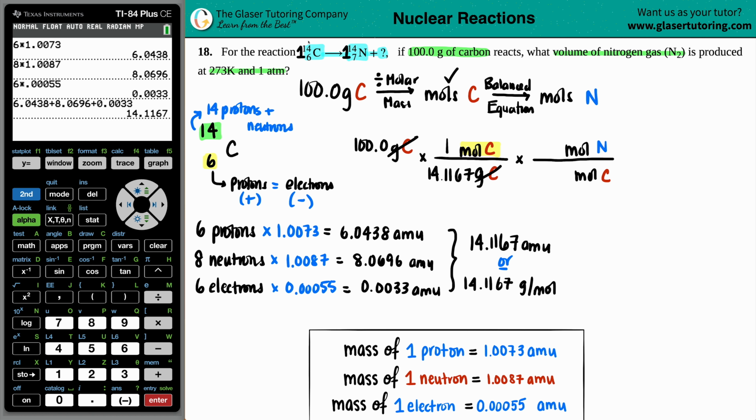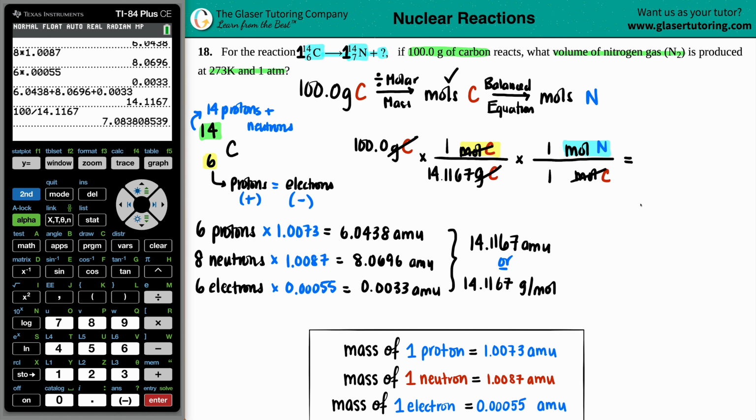But just as we said before, for every 1 carbon, we have 1 nitrogen. So we got 1 mole of nitrogen for every 1 mole of carbon. So the numbers are the same. And now you're just left with moles of nitrogen. So let's see what we got going on here. All we got to do is just 100 divided by this number. Okay, so we got 7.0838 moles of just N.